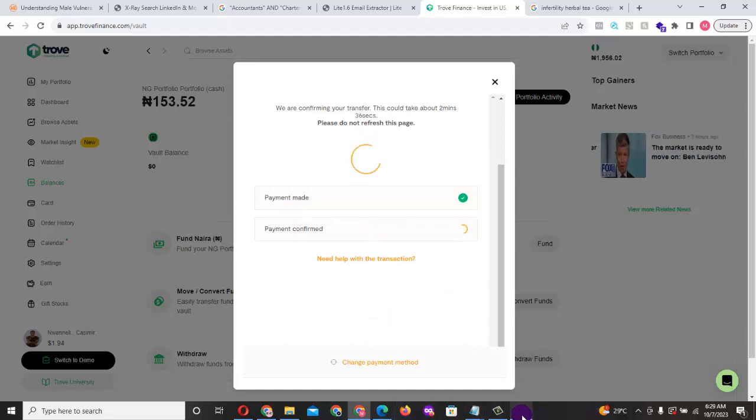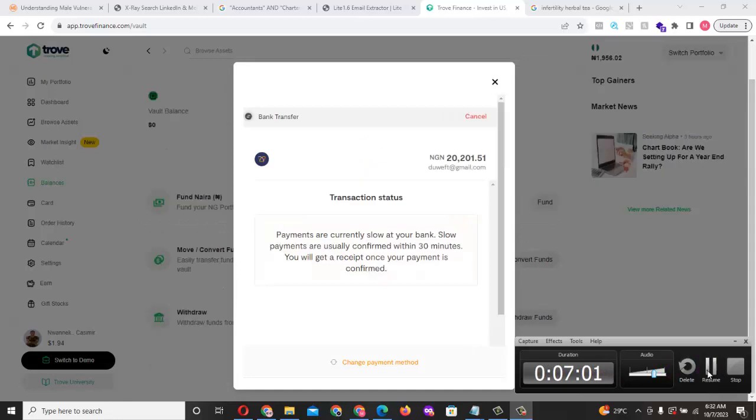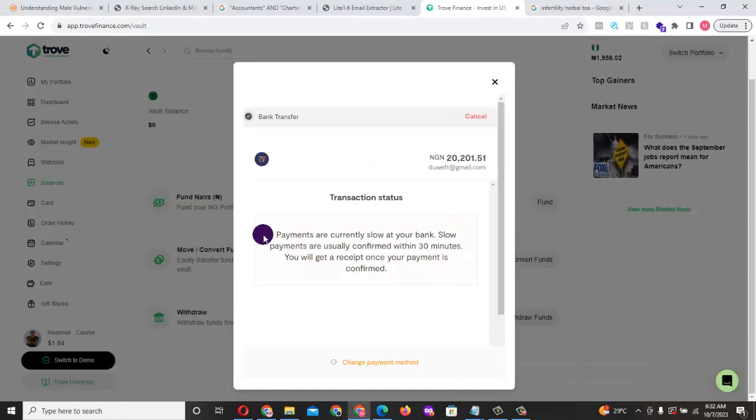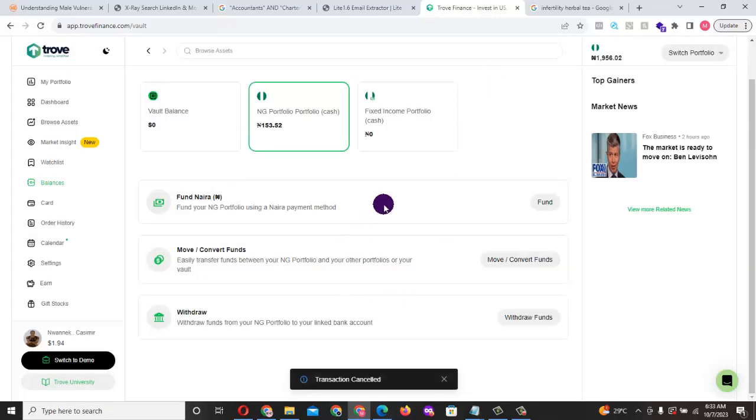Okay, while that is loading, I will go ahead and do a few things. In case it shows you this transaction status, that payments are currently slow at your bank, slow payments are usually confirmed within 30 minutes. You will get a receipt once your payment is confirmed. Don't be scared. Everything is in line and going smoothly. So you just go ahead and close this. Your transaction has been made.